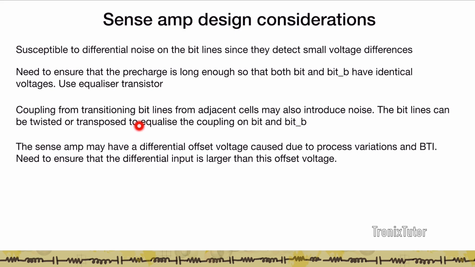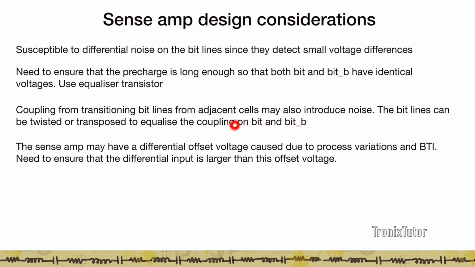The other important thing about coupling is, while you want to reduce the coupling between one bit line and the adjacent column bit line, you want to equalize the coupling between the bit and bit bar, so that way you assume that whatever noise is induced in your bit, the same is induced in bit bar, so that your sense amplifier is now only sensing the difference.